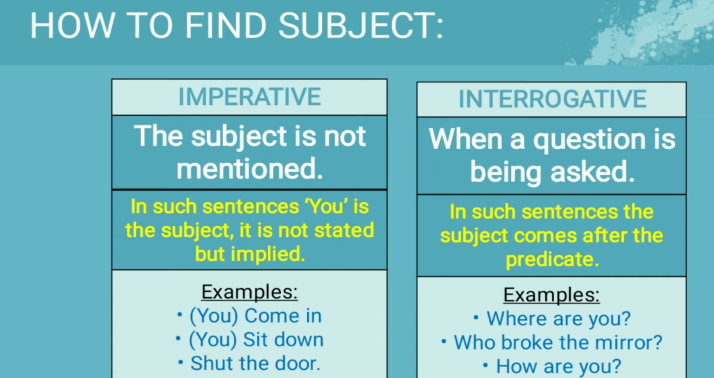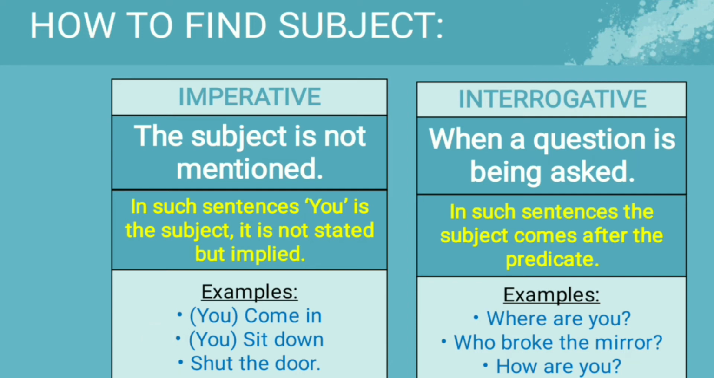Now just look at these examples. Come in, sit down, shut the door. In such sentences, you is the subject. It is not stated but implied, that is, understood. So always remember that in imperative sentences, when the subject is not given, you is the subject. Okay, no mistakes from now onwards.